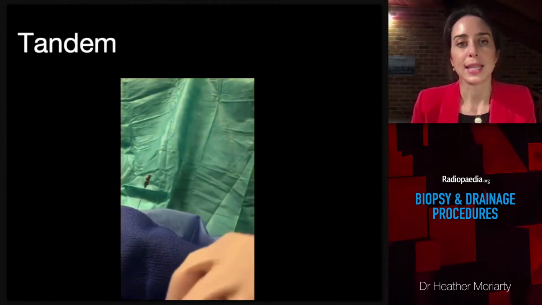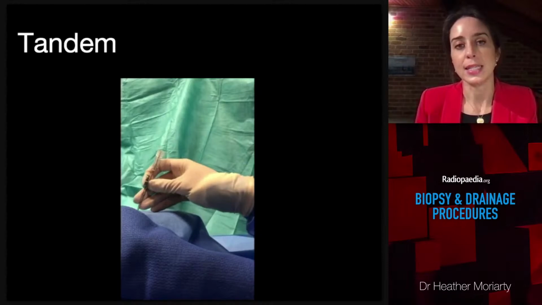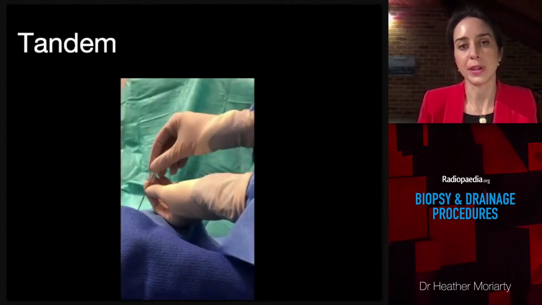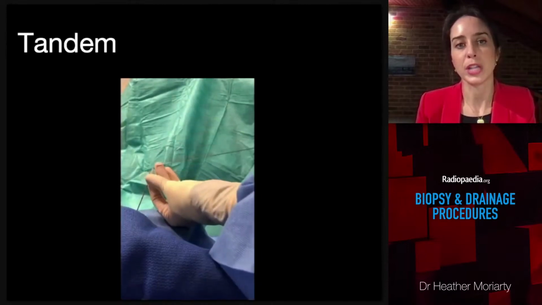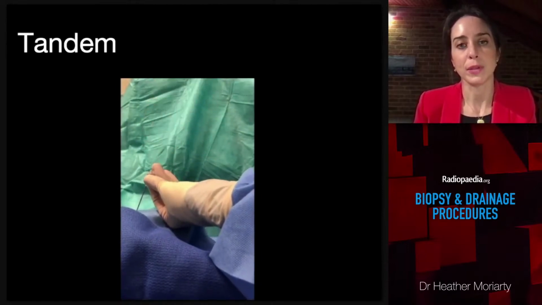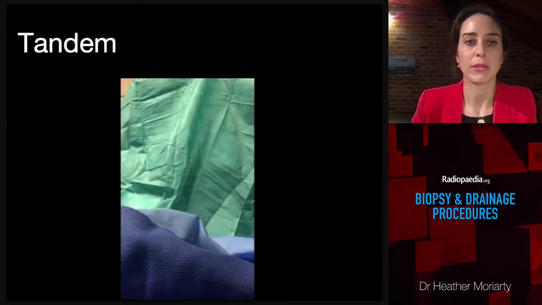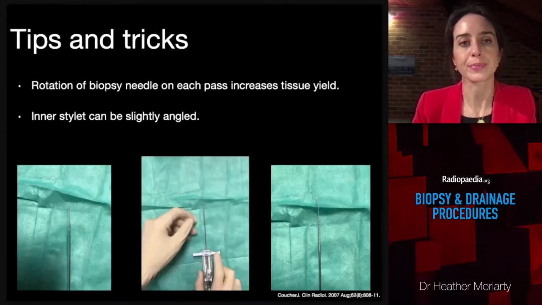The tandem technique is the last technique. It's use of side-to-side needles, such as an initial 23 or 25 gauge needle, which can do very little damage. And then when you're happy with the trajectory and depth, you place your biopsy needle alongside. The disadvantage of this, of course, is that it requires multiple punctures.